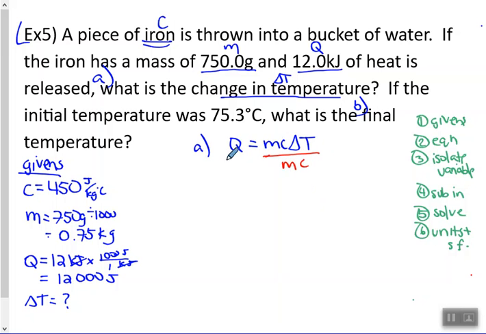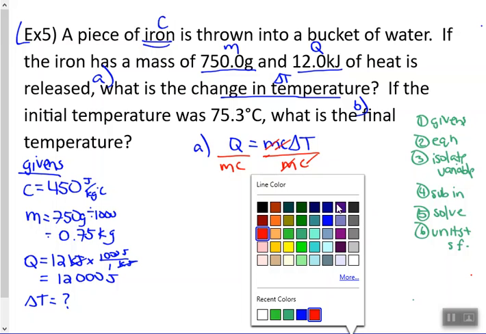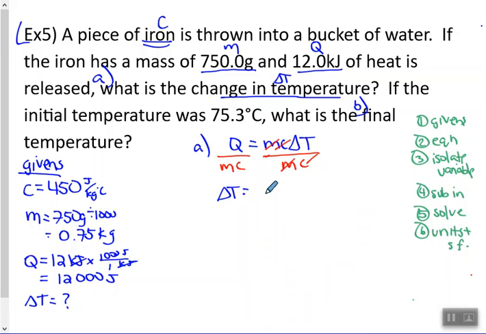So solving for our variable, getting delta T alone, divide by M and C, divide by M and C, those reduce. I'm left with delta T equals Q over MC. There, it is isolated. We can substitute our values in with our proper units. So Q is 12,000 joules divided by our mass, which is 0.75 kilograms, and also divided by our C, which is 450 joules per kilogram degree Celsius.